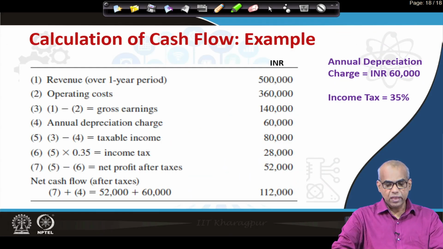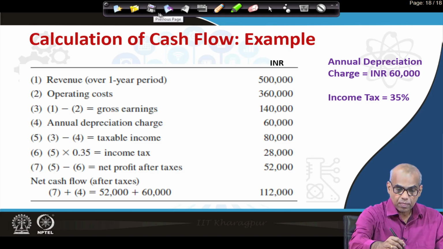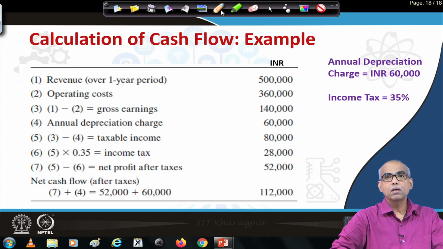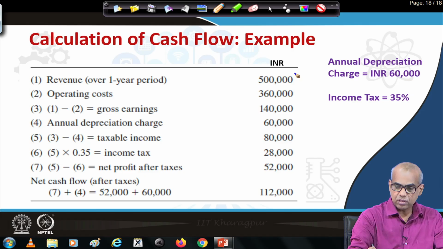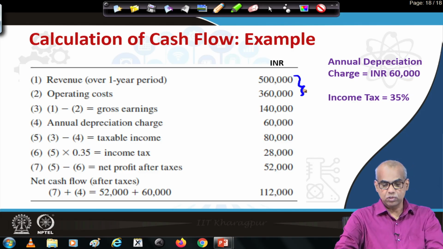So, this is a small example which shows the calculation of cash flow. All the figures represent the time period of 1 year. So, revenue over a 1 year period is rupees 5 lakh. Operating cost is 3,60,000 rupees. So, what is the gross earning? Gross earning is revenue from sales minus operating cost. So, the difference between these two is 1,40,000.